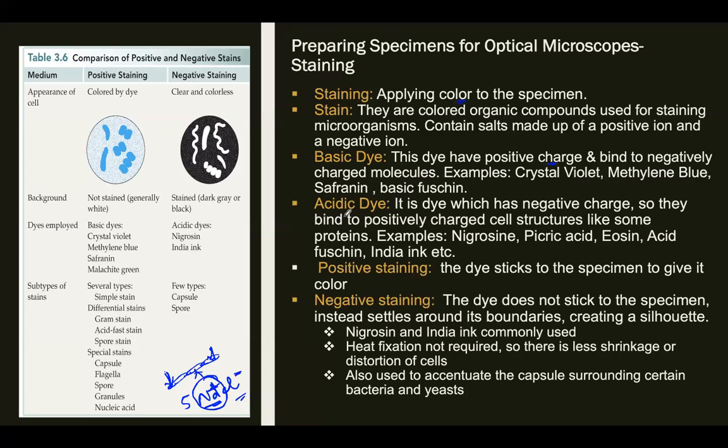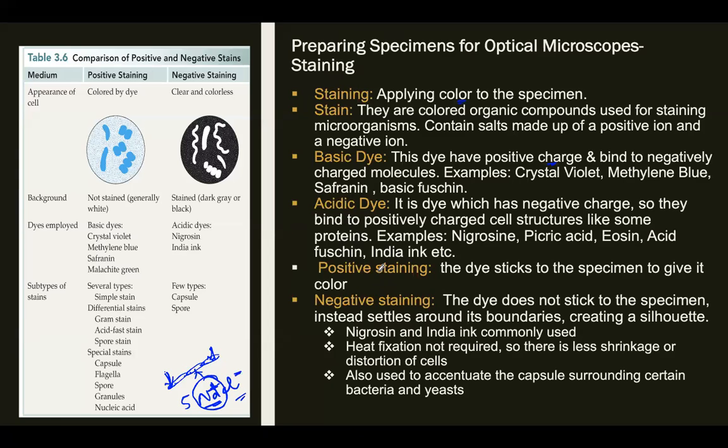On the other hand, acidic dyes are negatively charged. Nigrosin, picric acid, eosin, India ink are all acidic dyes. Now, acidic dyes are negatively charged, so mostly when the specimens are positively charged, like a few protozoa, large helminths, nematodes, we use those acidic dyes.